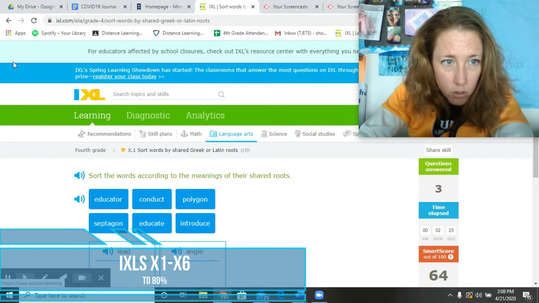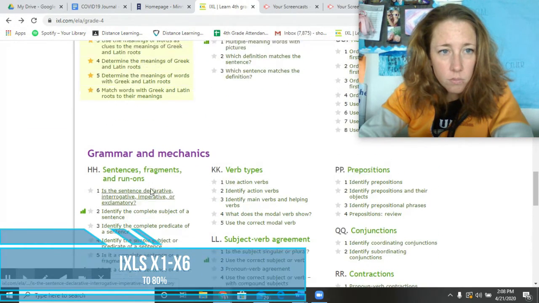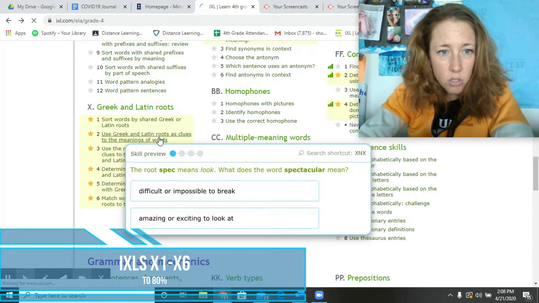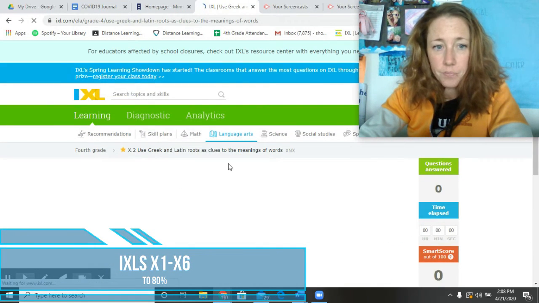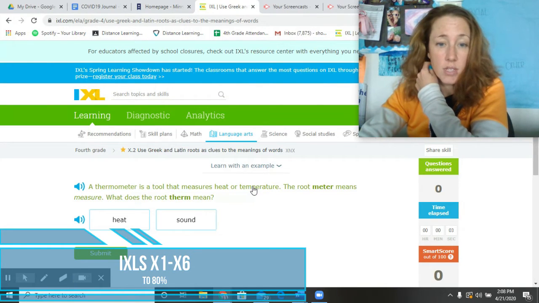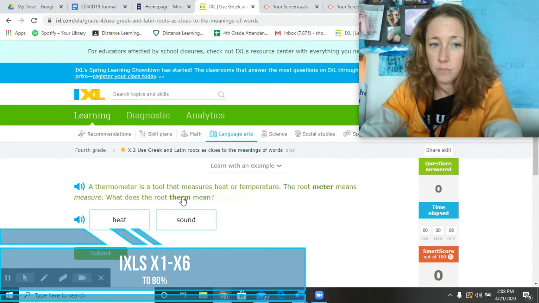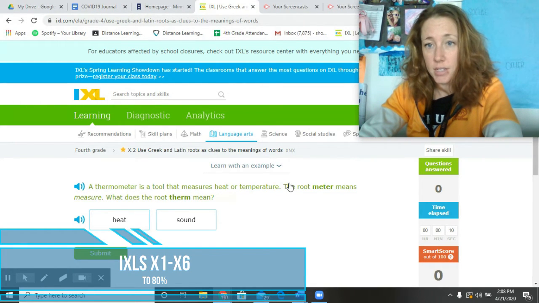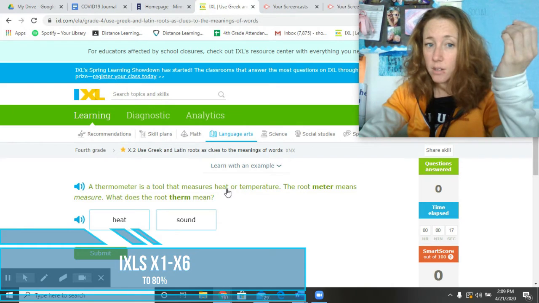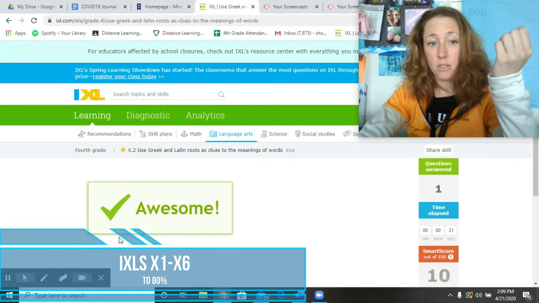Let's do X2, which is clues to meaning of words. So a thermometer is a tool that uses heat or temperature. The root meter means measure. So what does therm mean? So now I know meter means measure. So what does the therm part mean? And if thermometer is measuring what? Heat or temperature. So I know that therm means heat.